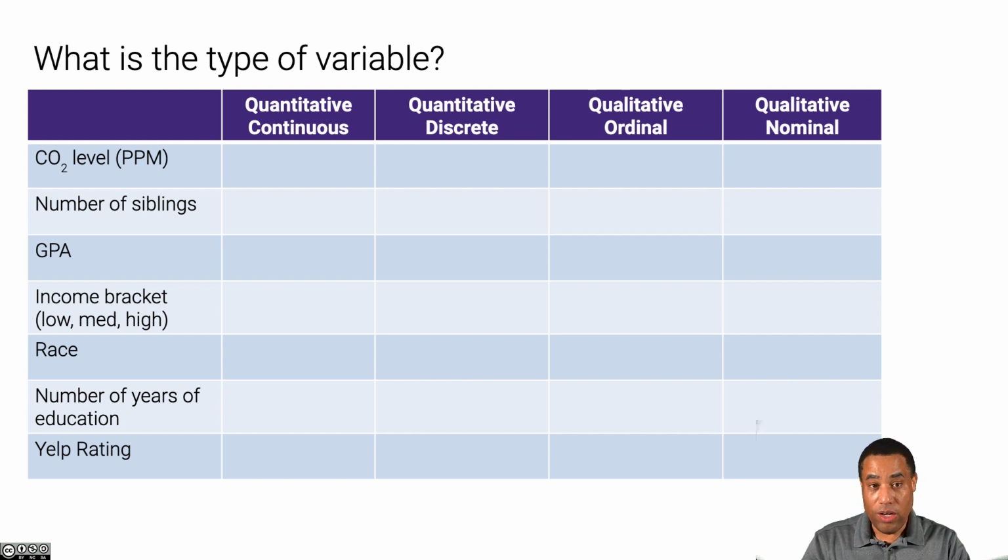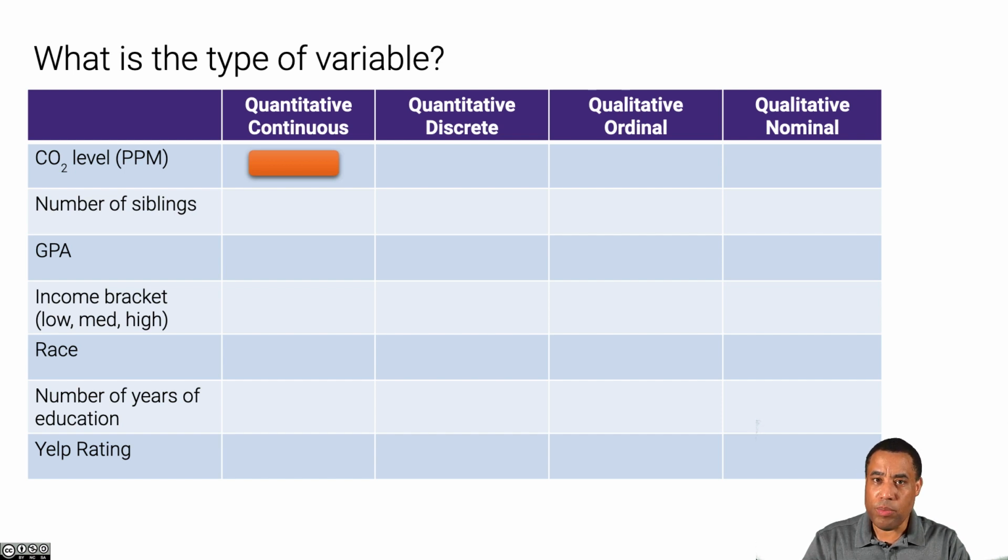Okay, with that backgrounder behind us, let's look at what's the type of variable. So we have a choice between quantitative continuous, quantitative discrete, qualitative ordinal, and qualitative nominal. So let's start with carbon dioxide level measured as parts per million. So what type of variable is that? Think about that for a moment. So that variable is going to be quantitative continuous because we can measure it on a continuous scale.